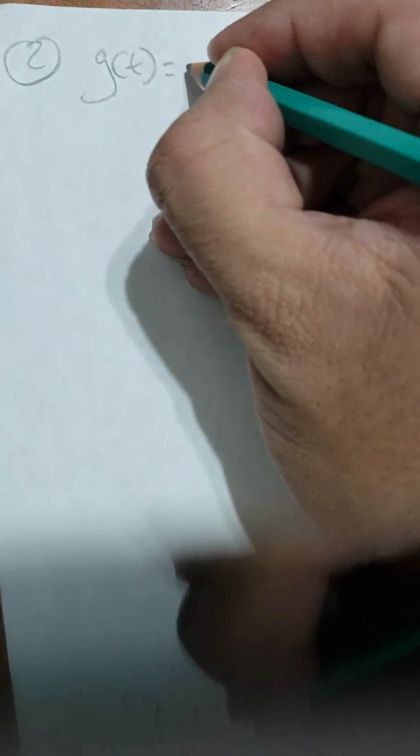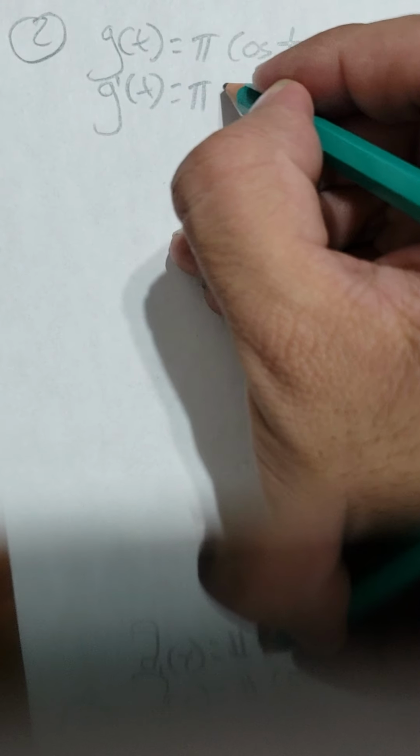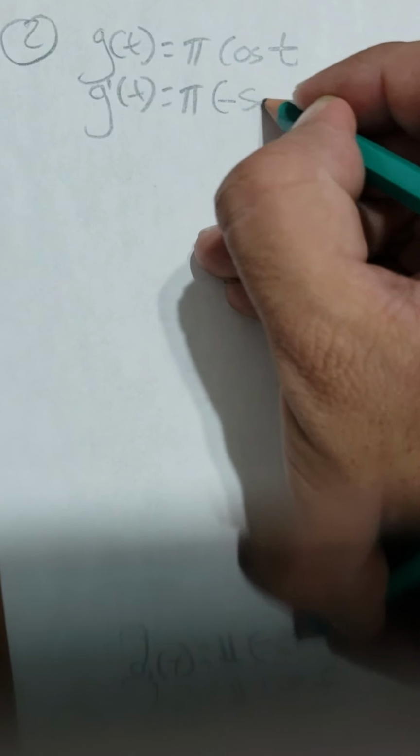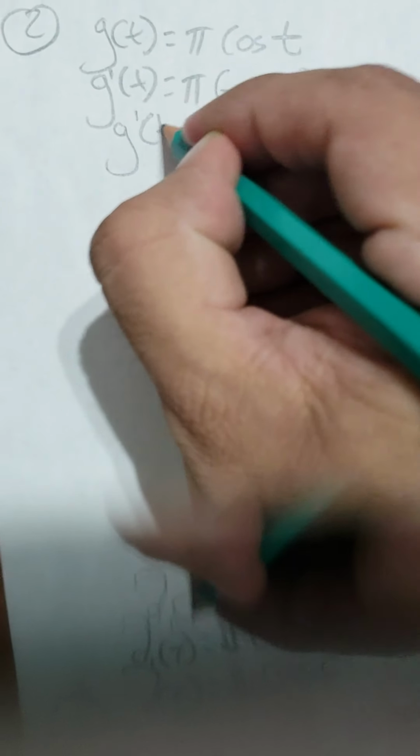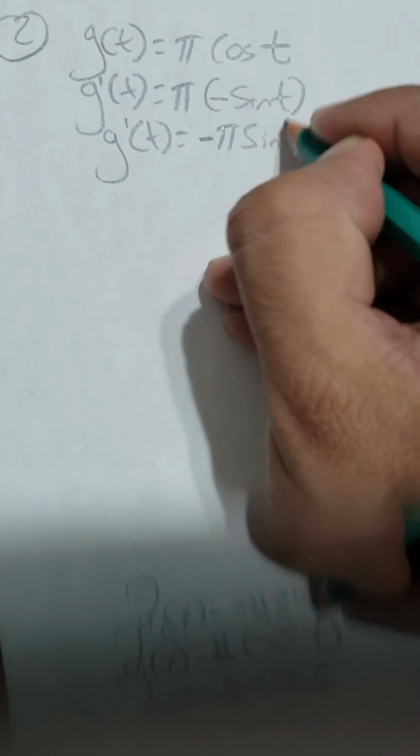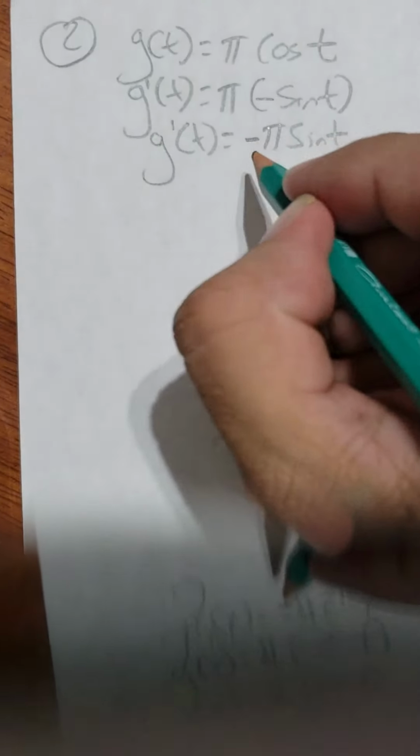Now, I will solve exercise number 2. The first one says g of t is pi times cosine of t. Now, remember, pi is a number, a constant. In the derivative, we keep the constant pi. Now, what is the derivative of cosine? Well, it will be negative sine of t. That's it, because there is a theorem that says that. I will take the negative sign apart. It will be negative pi sine of t. That is number 2.